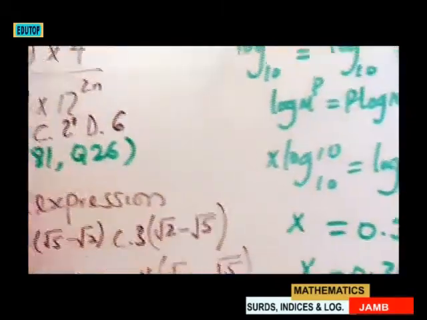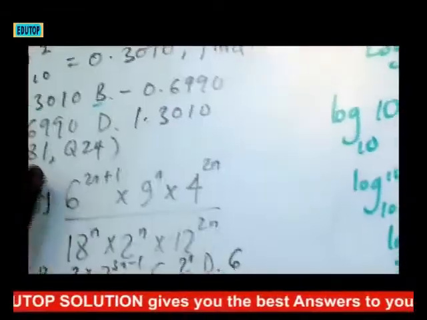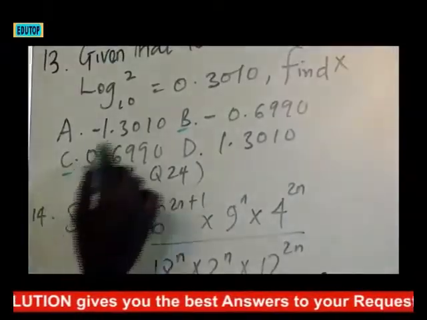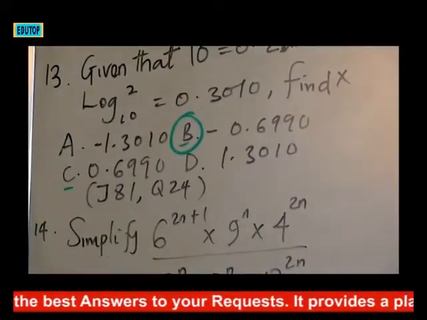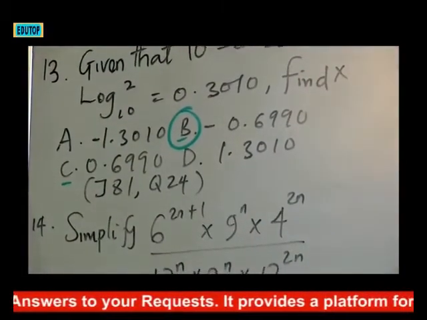So these are our options. We have to be very careful. B and C are close, but the difference is that this one is positive and this is negative. And since we are working with negative, automatically option B is what we are going to click for that answer.